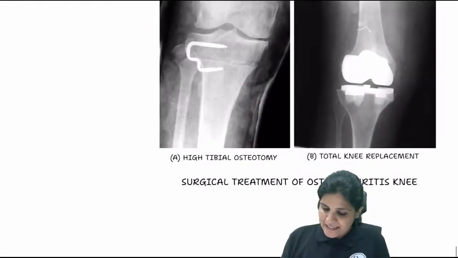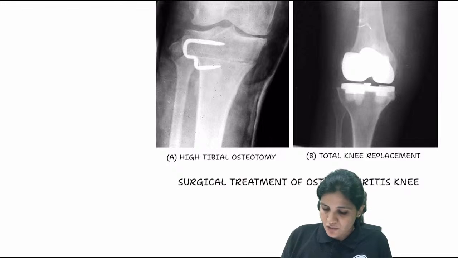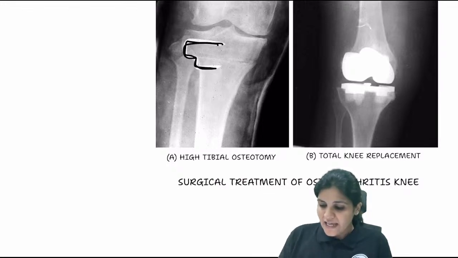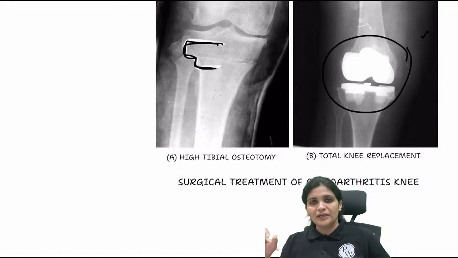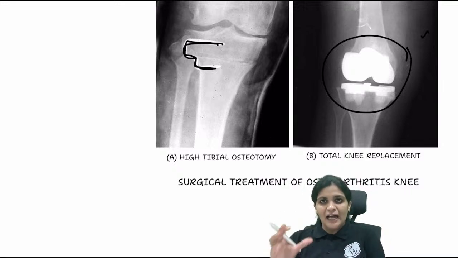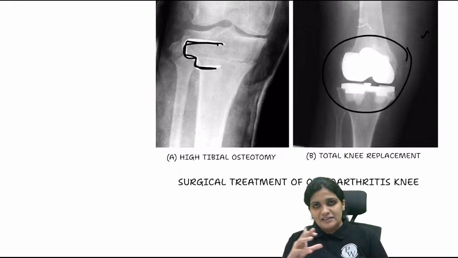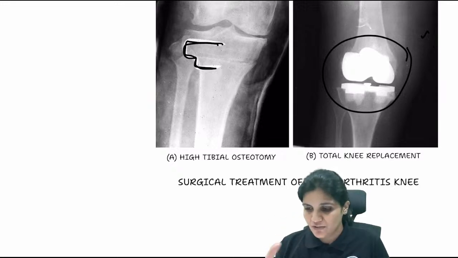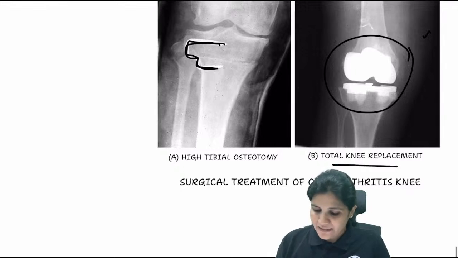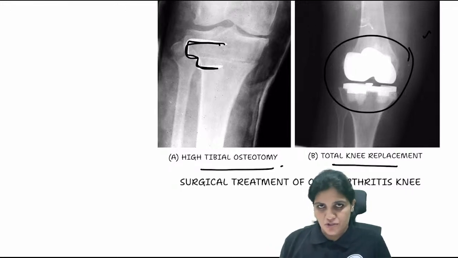So this is an example of high tibial osteotomy. So you correct it, and this is an angle blade plate which is put for correction, and this is the total knee replacement. They will remove the articulating surfaces, the tibia and the femur articulating, removed and replaced by your total knee replacement.